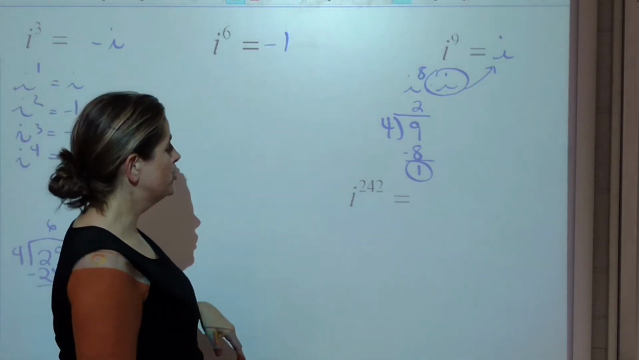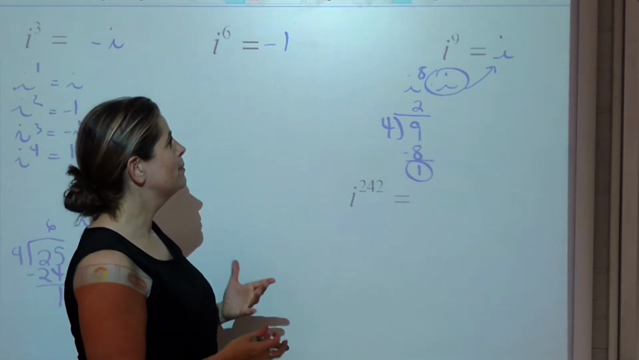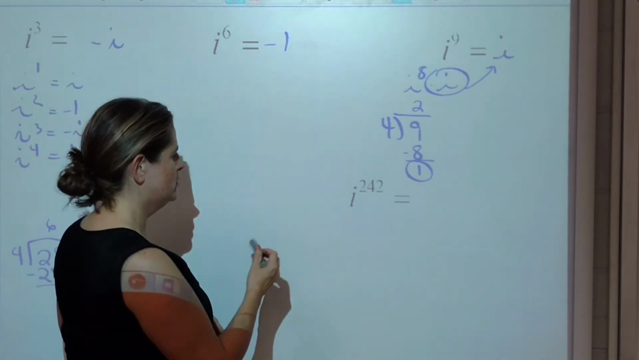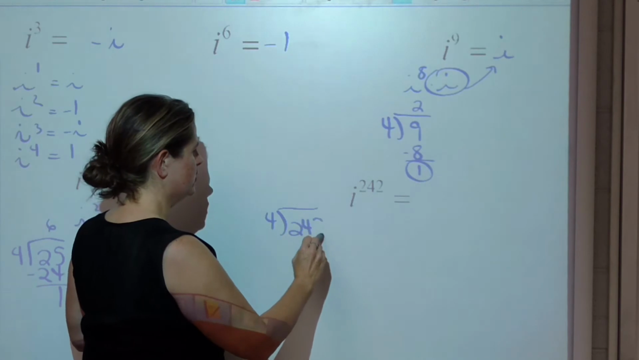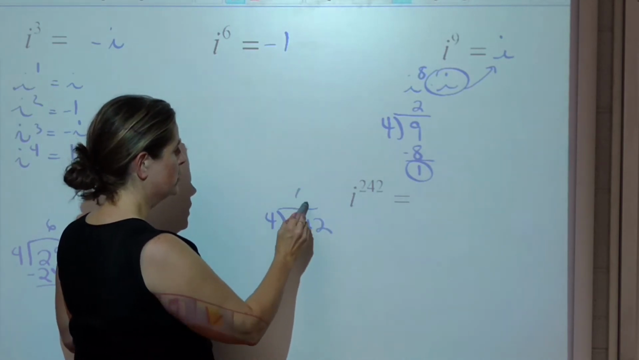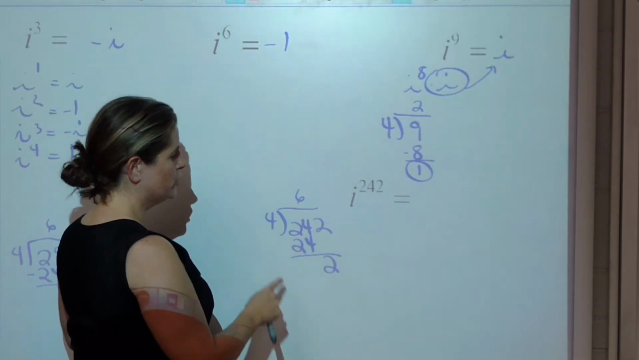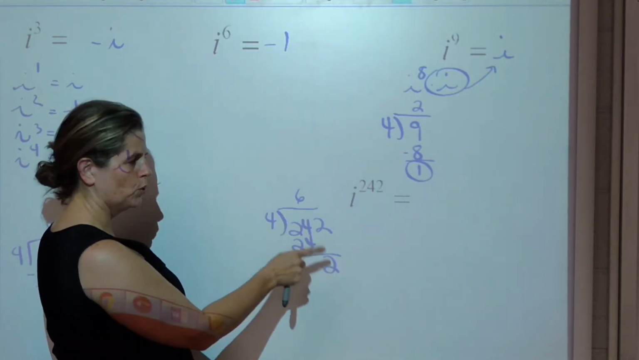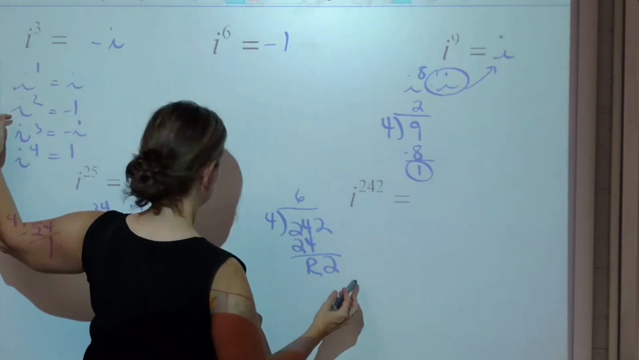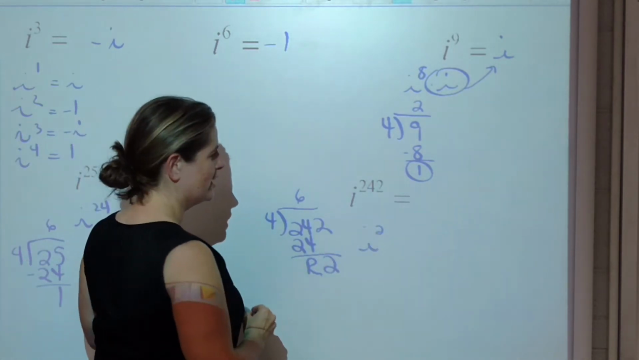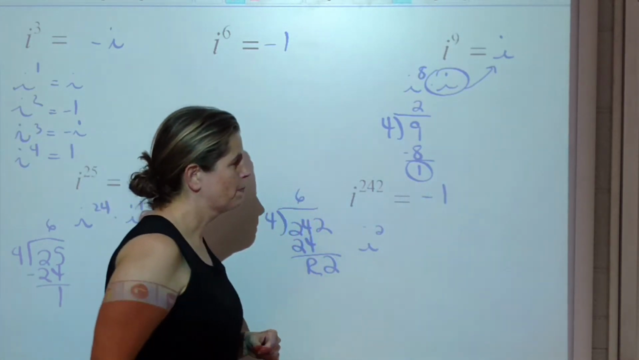For 242, I might know multiples that go that high, but right off the top of my head, I'm not going to venture to go there. But I can divide 4 into 242. 4 goes into 24 6 times evenly. We bring down the 2. And 2 is too small for 4 to divide into. So this is my remainder. Remainder of 2, so I'm looking at i to the 2nd, which gives me a negative 1.